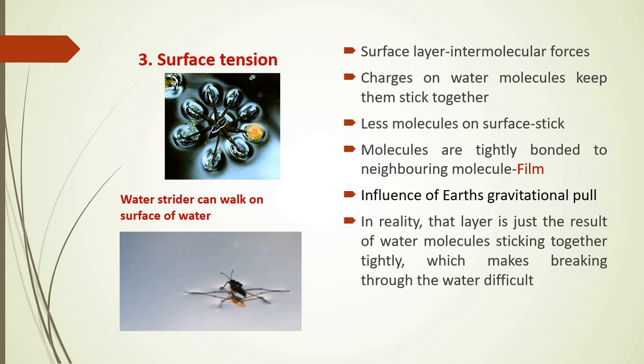Now the third important property is surface tension. Now what is surface tension? Surface tension is observed once again on the surface of the water, right? Now the surface layer of the water, if you see, will contain only a few molecules which are interacting with one another by intermolecular force.